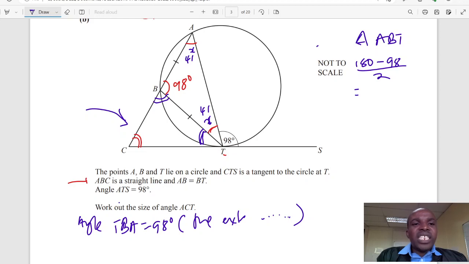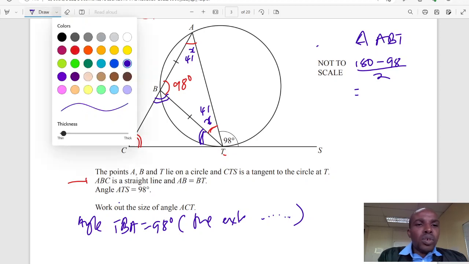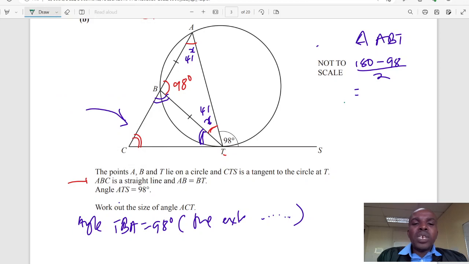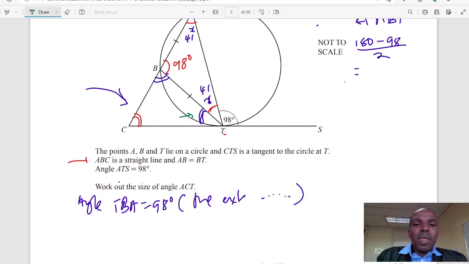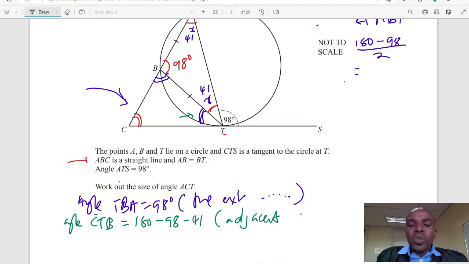Right, then we can find the angles marked in blue. This first one is angle CTB. Angle CTB, we can say 180 minus 98 minus 41. Reason: adjacent angles on a straight line. Then it will be 180 minus 98 minus 41. Then you get 41.